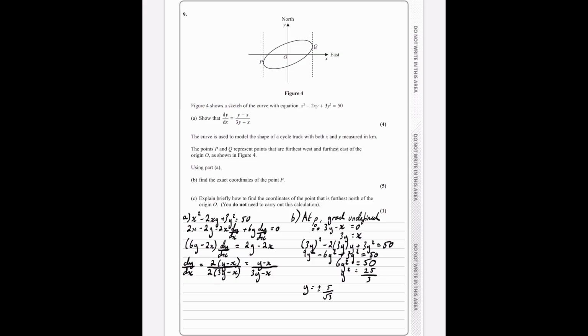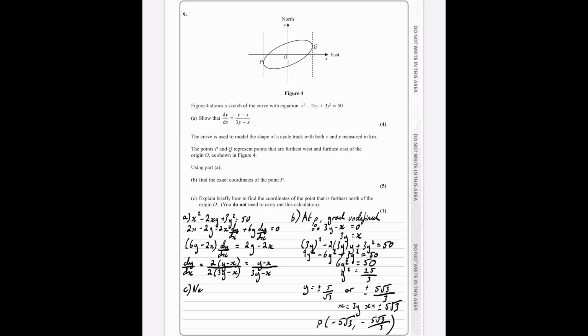So multiplying the numerator and the denominator by root 3, which gives me plus or minus 5 root 3 over 3. We know the positive one is the point Q, and so the negative one, well, we know that x is equal to 3y from earlier on, so x must be equal to plus or minus 5 root 3 over 3 times 3, or if you prefer, plus or minus 5 root 3. So x equals minus 5 root 3, y equals minus 5 root 3 over 3, and those are the coordinates of my point P.